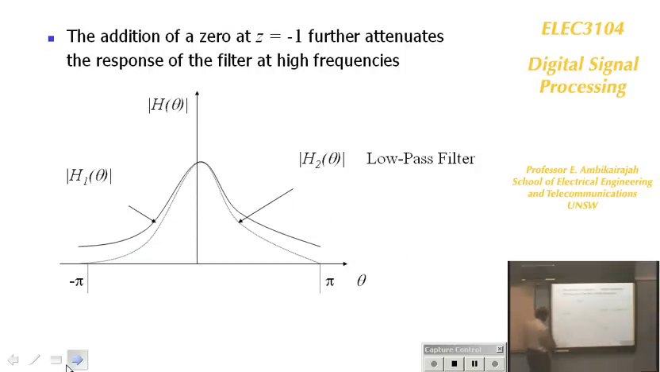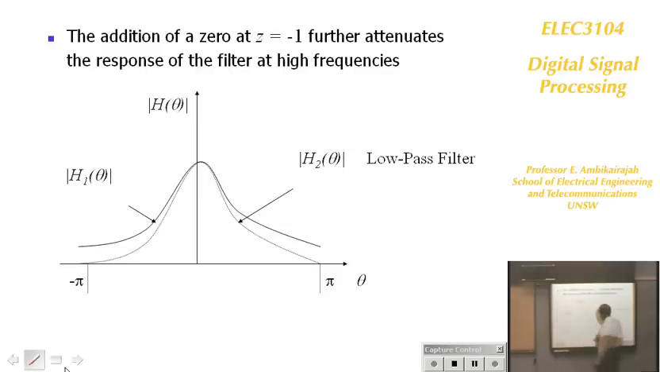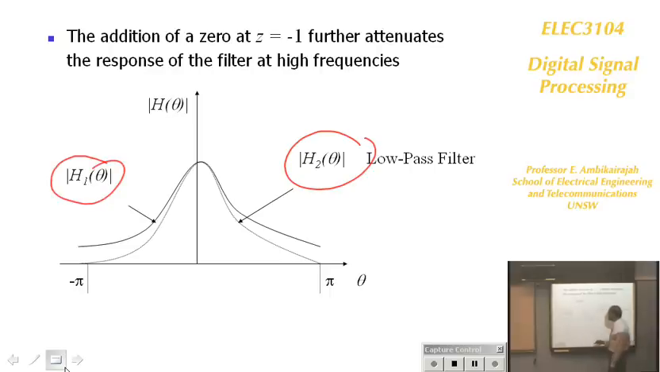If you draw both filters, you can see this is a low-pass filter, the earlier one, and this is also another low-pass filter. They're both low-pass filters. And if you plot both of them, you will find one of them is inside. That's the H2 theta, compared to the H1 theta, which only has zero. This only has zero, so that's the outside one. The one with the pole comes there. It's a better low-pass filter. So you prefer to use a low-pass filter with the pole there rather than zero only. In a lot of cases you prefer that.